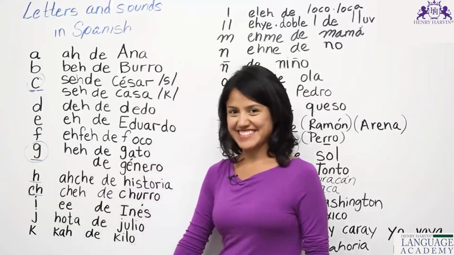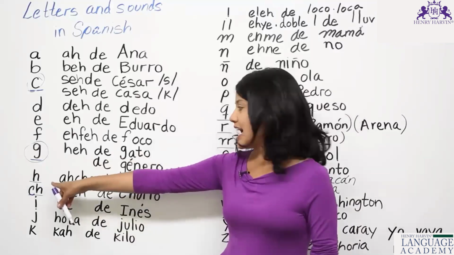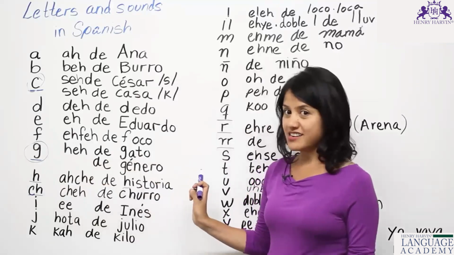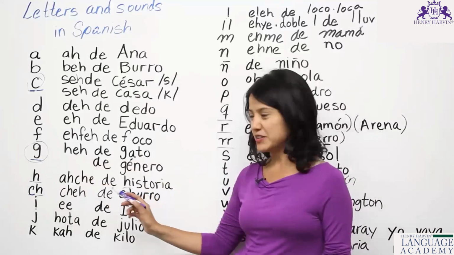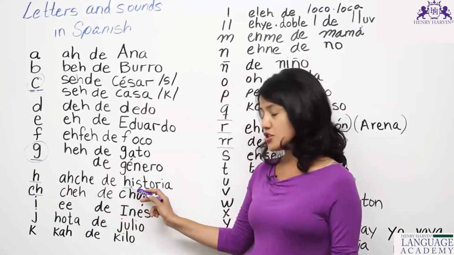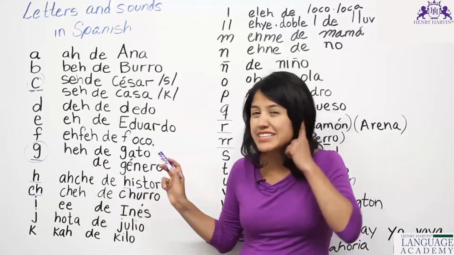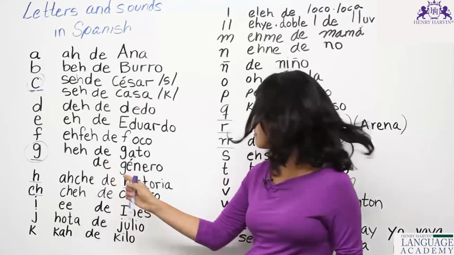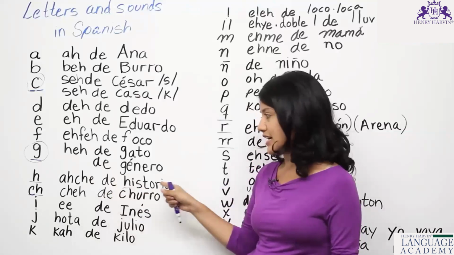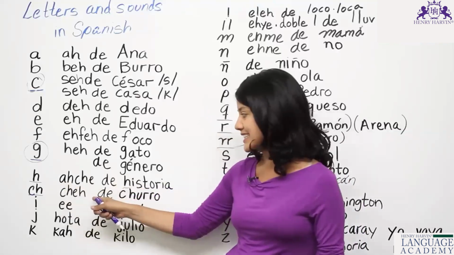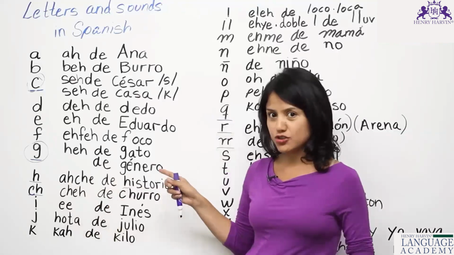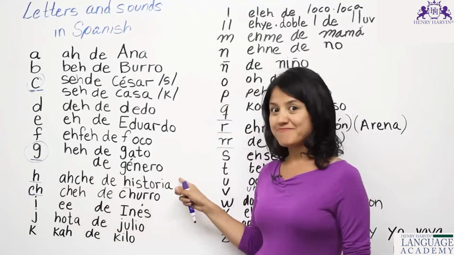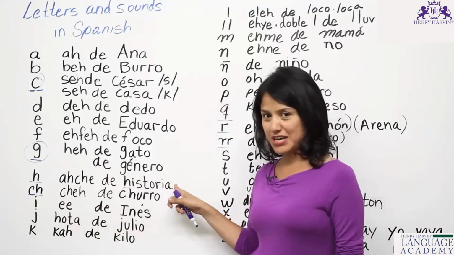Let's skip this for the next list, okay? H de historia. Doesn't have a sound. H de historia. Do you hear a sound? I don't. I go for the E, historia. But che de churro. You like those churros? No, with chocolate inside? Churro. But historia. And we're going to talk about this letter too after, okay?